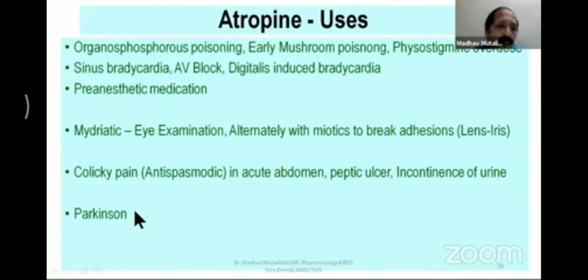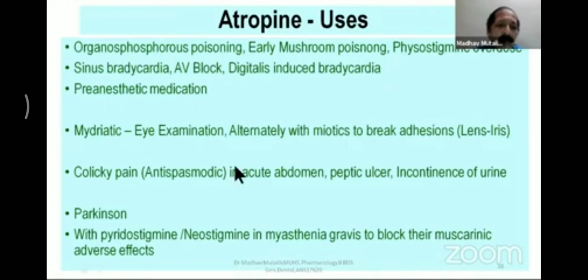Atropine is useful in Parkinson disease because of its effect in the brain, and it can be used with pyridostigmine or neostigmine in myasthenia gravis, to block their muscarinic actions. Because when pyridostigmine and neostigmine are used in myasthenia gravis, we want an action on the nicotinic receptor, on the skeletal neuromuscular junction. We don't want muscarinic effects, so we use atropine to block the muscarinic effects.